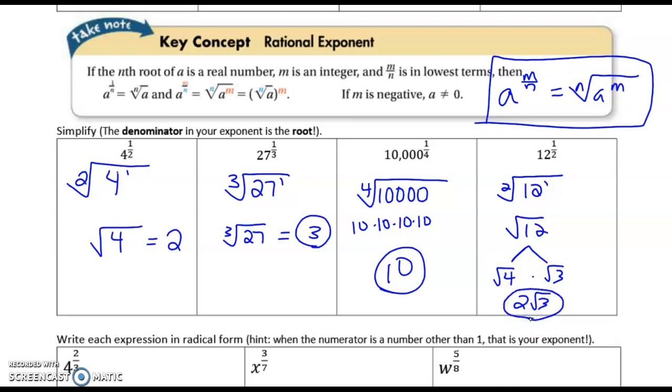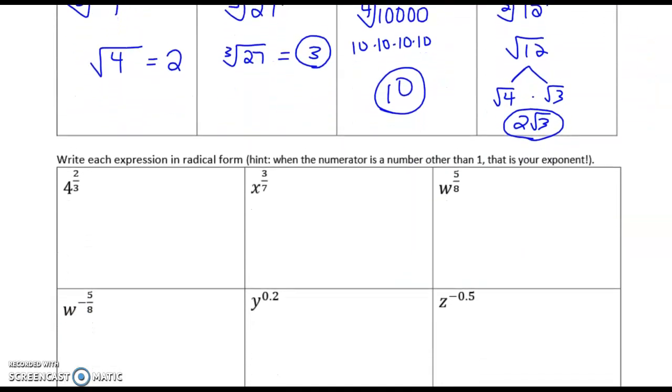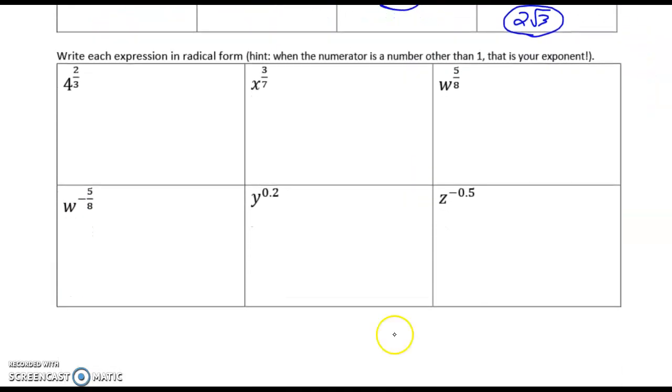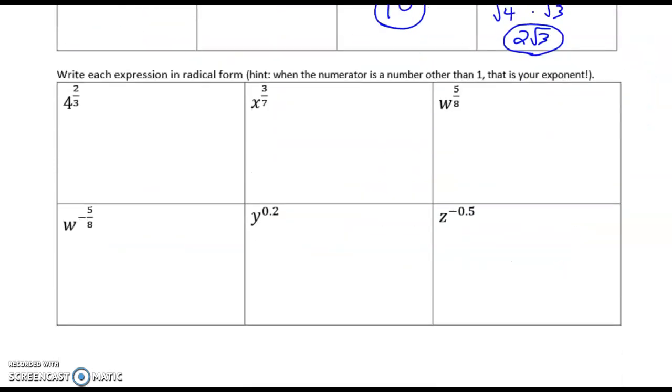So we're pulling in a lot of things that we've done before into this lesson, as well as a little bit of new stuff. All right, so let's jump down to this section. Write each expression in radical form. When the numerator is a number other than 1, remember in your fraction, that's going to be your exponent. So sometimes it might be easier to think of this as 4 squared, and then that bottom number is going to go out front. So the cubed root of 4 squared. What's 4 squared? That'd be 16. So the cubed root of 16, okay, that'd be in radical form.